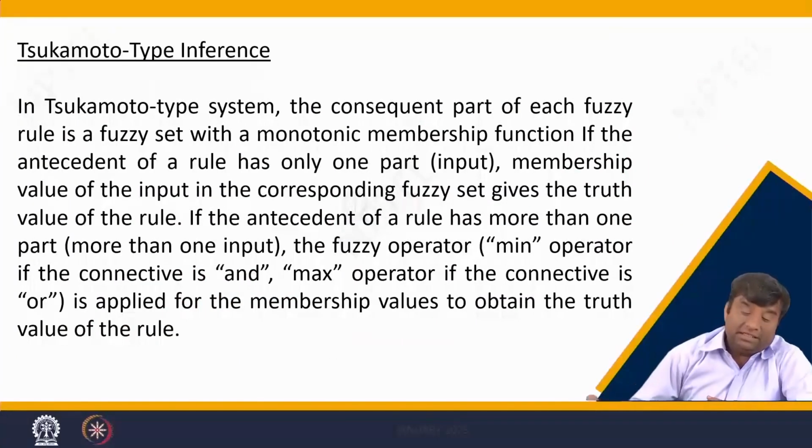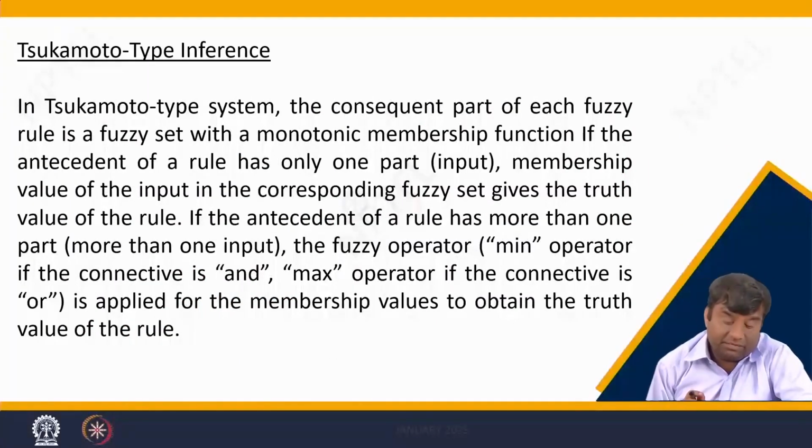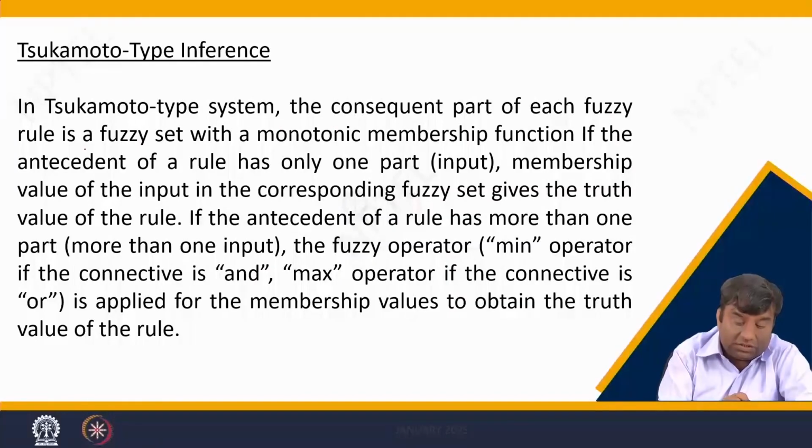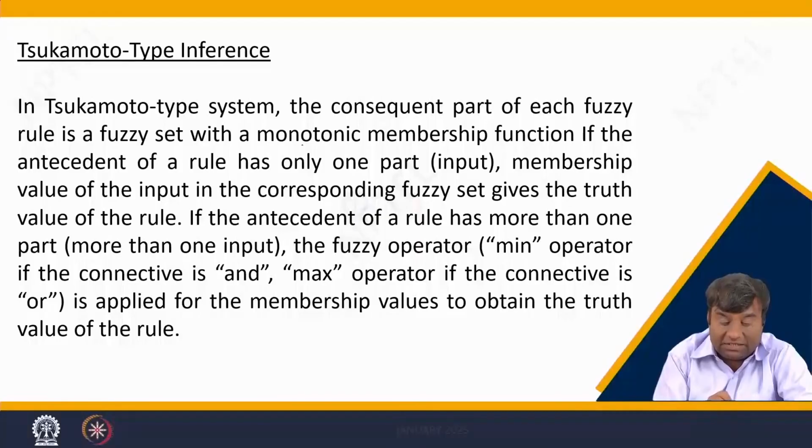Now the next is the Tsukamoto type inference method. In the Tsukamoto type method, the consequent part of each fuzzy rule is a fuzzy set with a monotonic membership function. If the antecedent of the rule has only one part, the membership value of the input in the corresponding fuzzy set gives the truth value of the rule. If the antecedent has more than one part, then a fuzzy operator, min operator for AND, max operator for OR, is applied to the membership values to obtain the truth value.